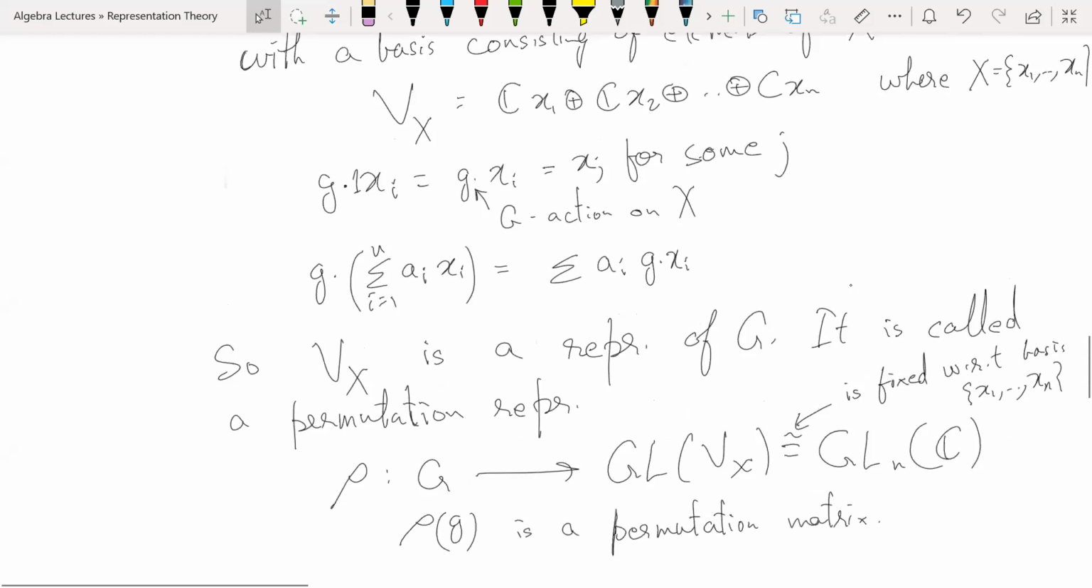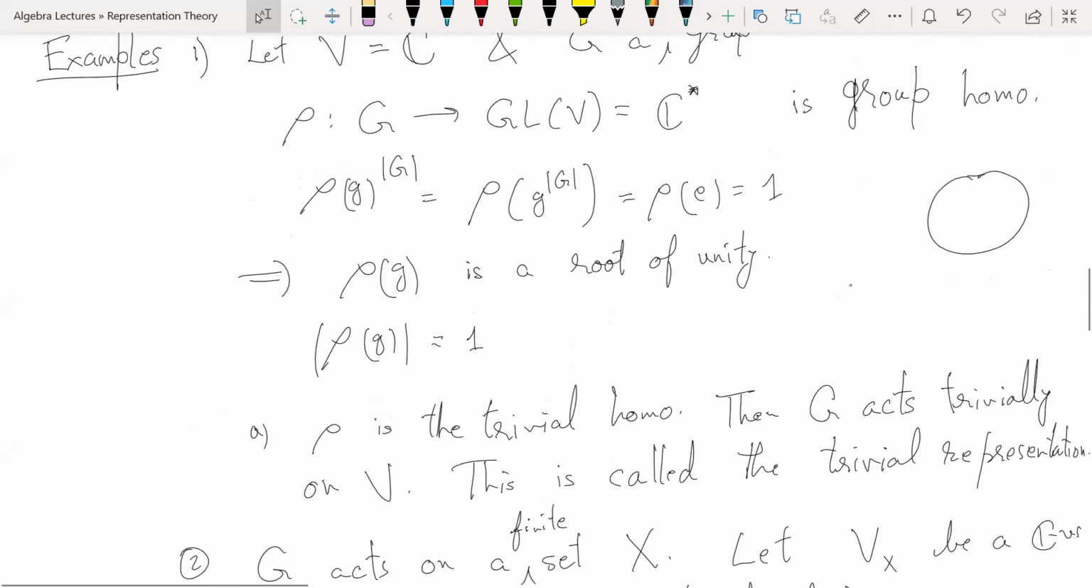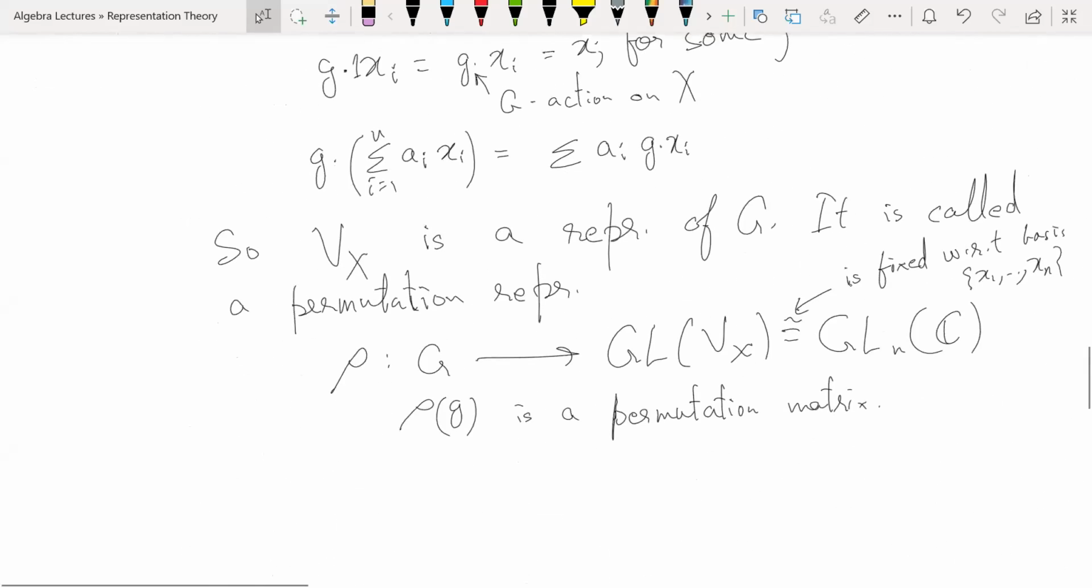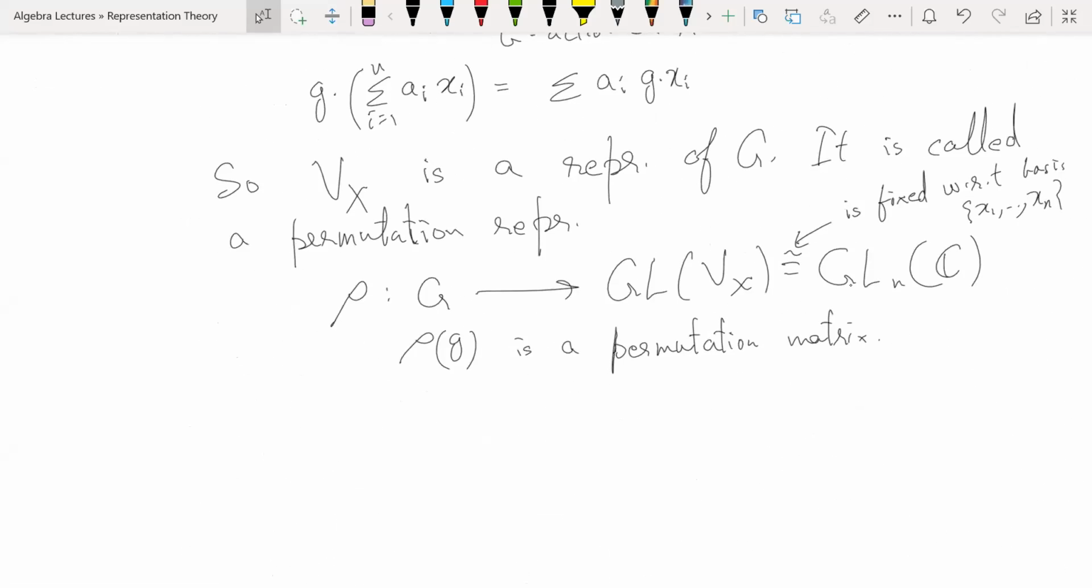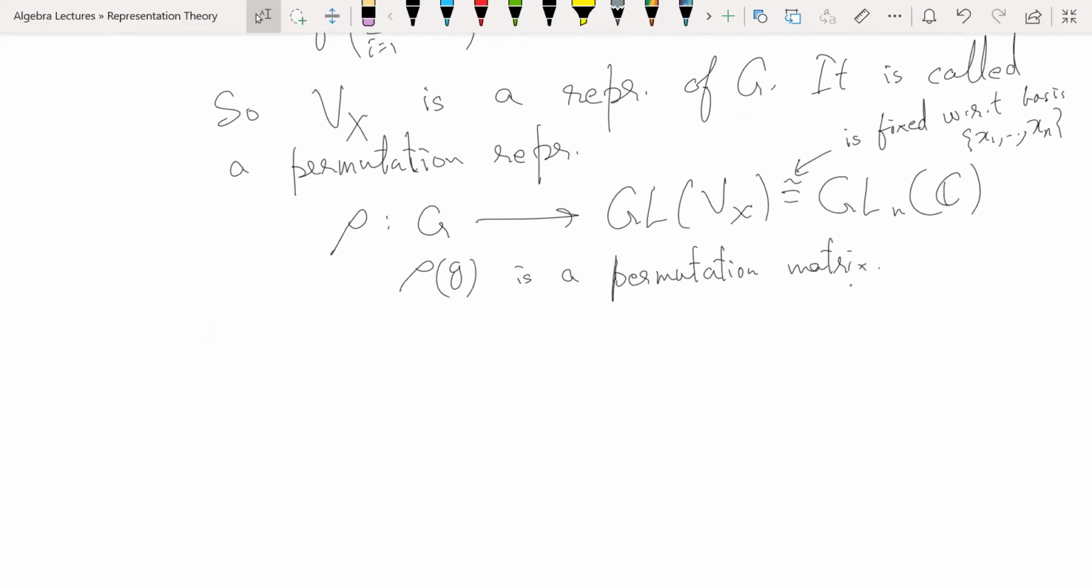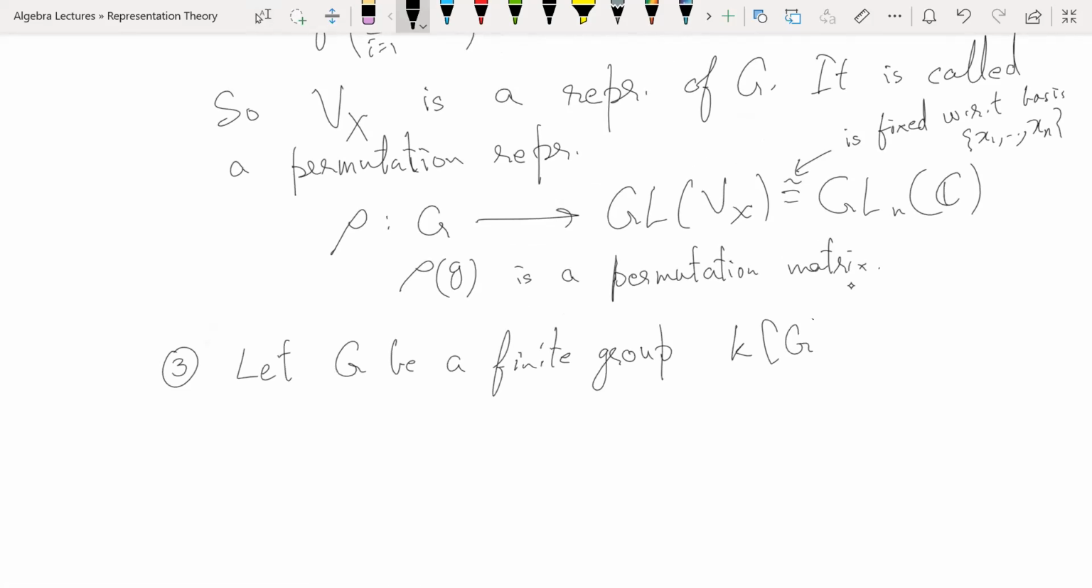There is also another representation, which is a very crucial representation, whose construction you have sort of seen. Let G be a finite group. Then you know this group ring, KG. You know this one?